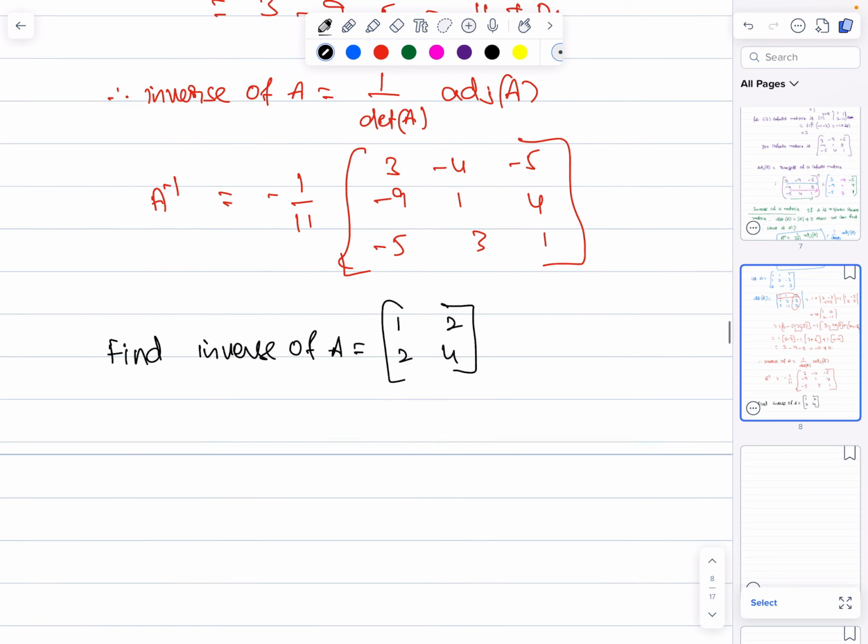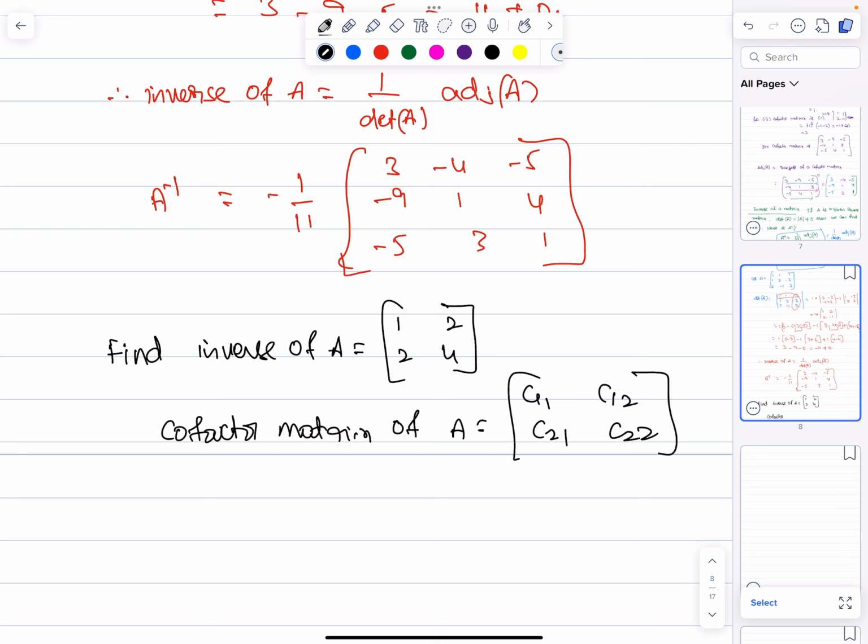Now if you have any doubt, if this is the given matrix, find the inverse of A. So first, the cofactor matrix of A: C11, C12, C21, C22. So what are these entries? The moment you ignore this row and this column, you are left with 4. Therefore it is 4. Of course, that 4 is multiplied with -1 to the power 1 plus 1, the position.